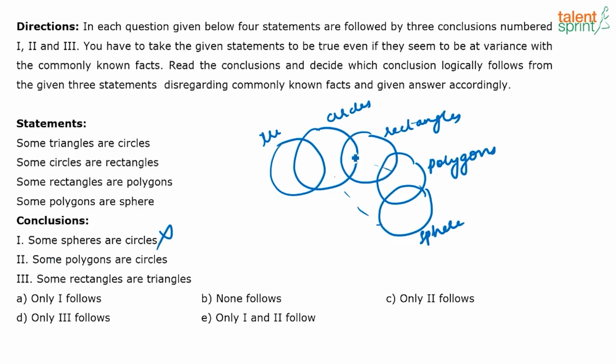Some polygons are circles. Again, the sets polygons and circles can have an intersection between them or cannot have. In the basic diagram it does not have. So this conclusion also does not follow. It's not definite. Some rectangles are triangles. Again, can be true, cannot be true, not a definite conclusion. Does not follow. Correct answer for this will be none follows. That is option B.